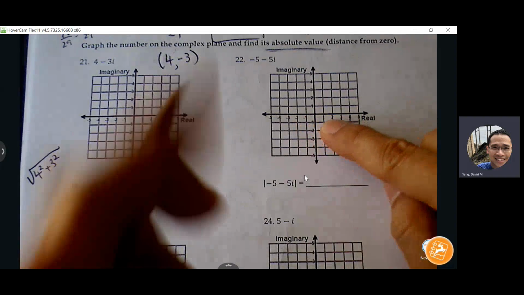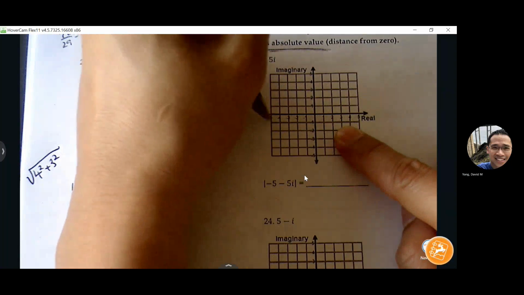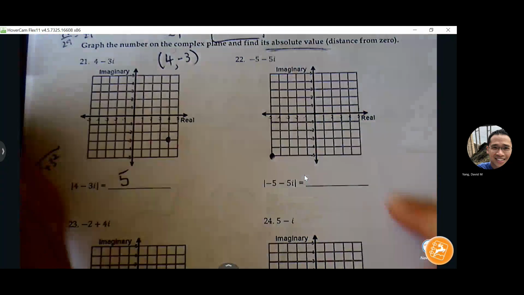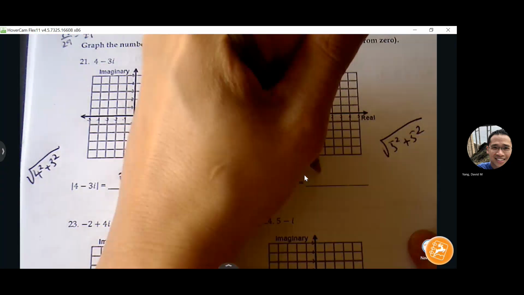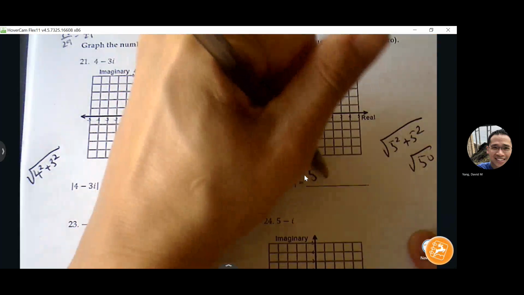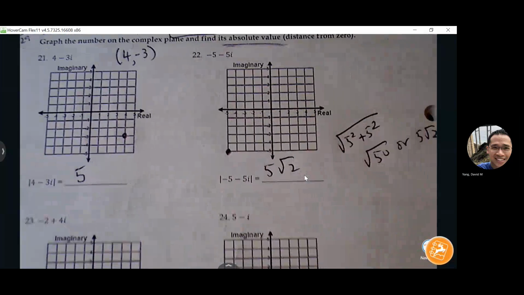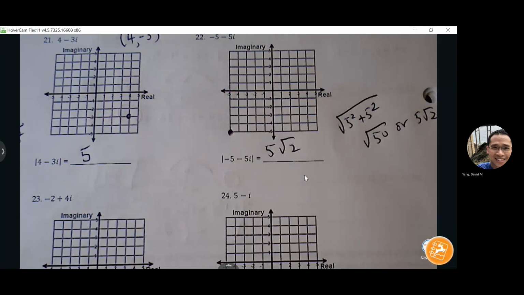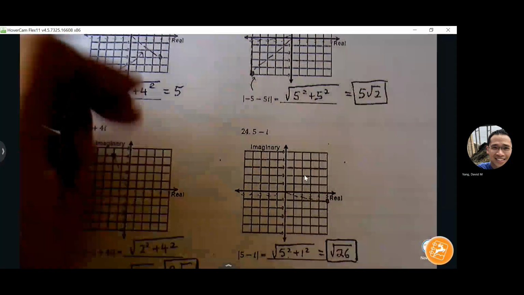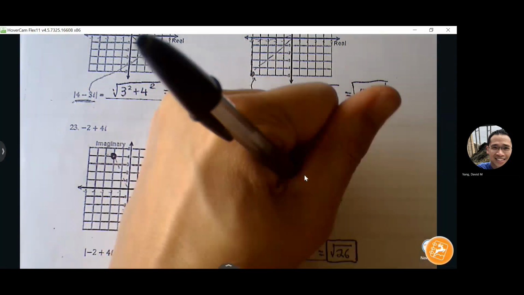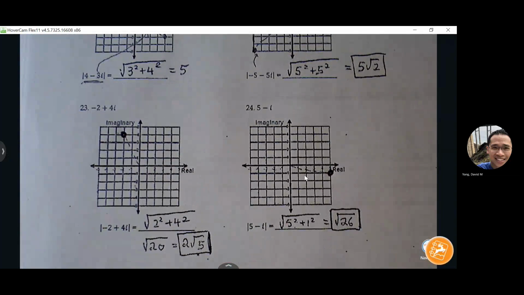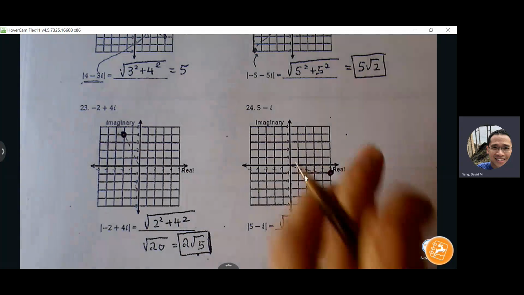Okay, let's go through these real quick here. -5 minus 5i. Okay, check these other two here. All right, the procedure feels very familiar from the previous unit. Okay, just a quick review. Let's go into 7.05.